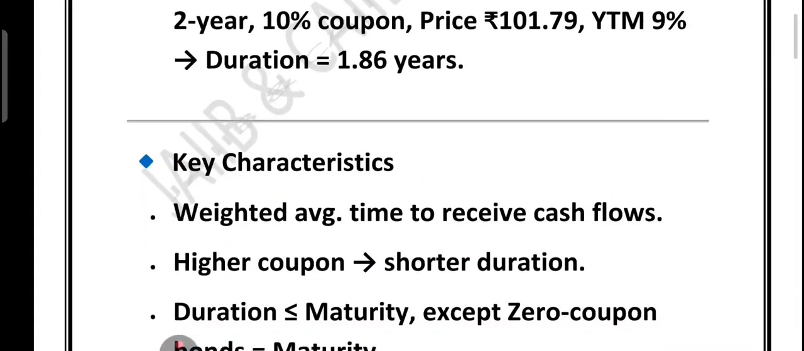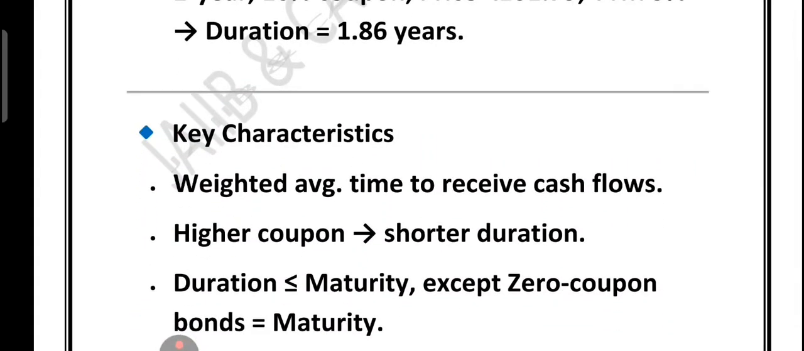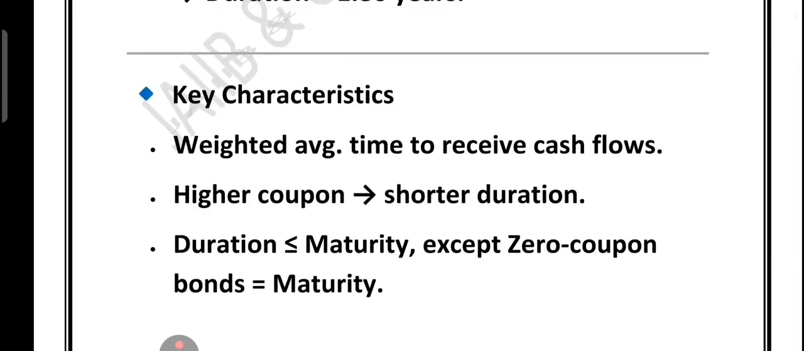So if you look at the key characteristics of this duration, you can see this is like a weighted average time to receive the cash flows. If the coupon is higher, the duration will be shorter. And duration is always less than or equal to the maturity of the bond, except for a zero coupon bond.